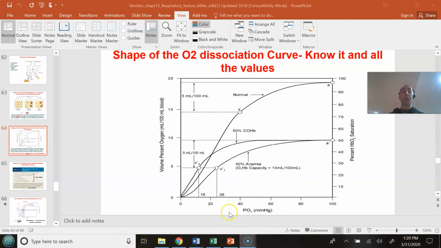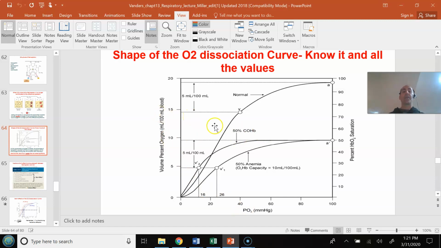Number two, you need to know what part of the blood each one of these axes is coming from. So this part is coming from the hemoglobin, that's what is being measured in percent. And this part, the x-axis, is coming from dissolved oxygen. Two different parts of the blood. This is dissolved, this is bound to hemoglobin.